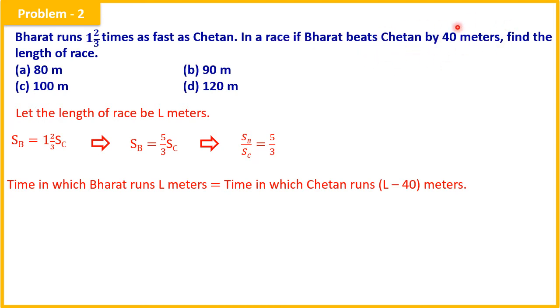यानी चेतन को अभी और 40 मीटर जाना पड़ेगा to touch the finishing line. So चेतन ने 40 मीटर कम कवर किया है at that instant.